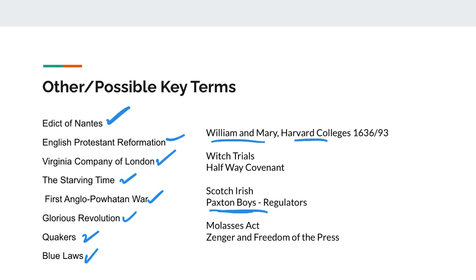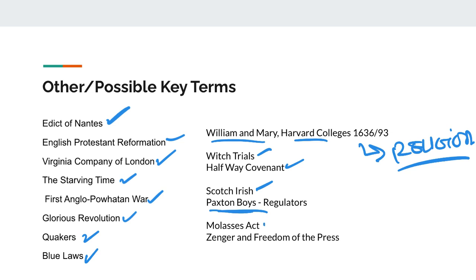William and Mary and Harvard, and remember these are all going to be religious-based colleges. That's going to be the big reason for them. The witch trials, which talked about the social problems of New England. The halfway covenants and how they tried to extend their sort of dying Puritan ways, by having kind of halfway members. The Scotch Irish were the people that settled throughout the back country in North America, and they were renowned for their tenacity and a hard-living lifestyle.